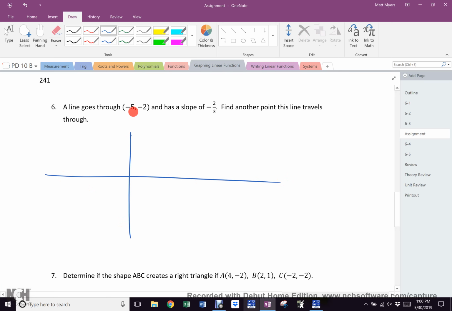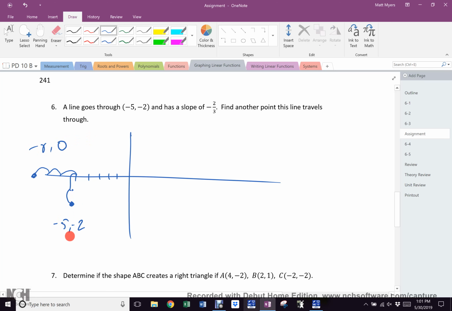Where is negative 5, negative 2? Right there, right? Negative 5, negative 2. Slope is negative 2/3. So I could go up 2, 1, 2, and then what direction? Left 1, 2, 3, correct? Well, what's that value? Zero, negative 8. Isn't that negative 8, 0, yes.